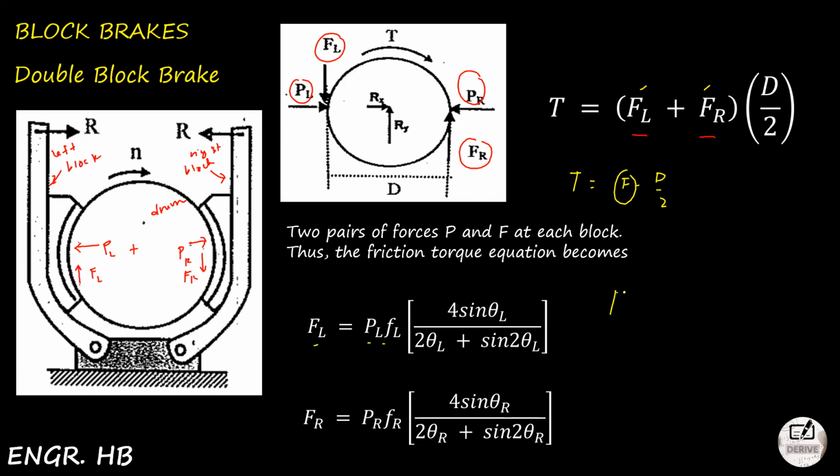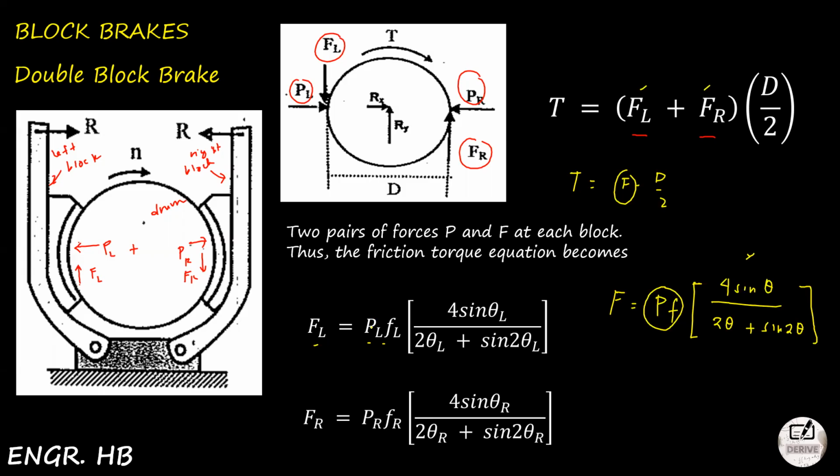Like in the single block brake, F is equal to the coefficient of friction times the normal force, and of course some factor. So we have 4 sine theta here and 2 theta here, which is in radians, and sine 2 theta here at the end. So guys, I ask you to memorize this, because frictional force is always the normal force times the coefficient of friction, and in this scenario we have to consider this factor.